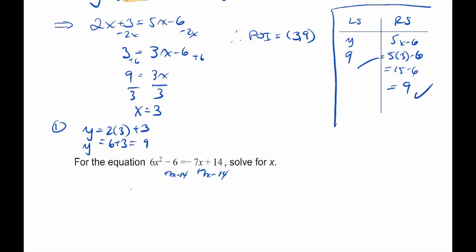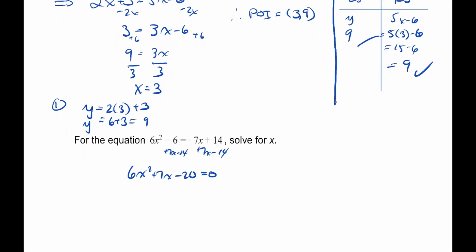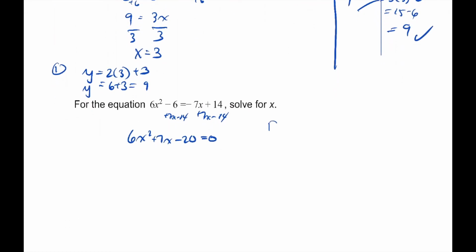So on the left side, I'm going to get 6x squared plus 7x. And negative 14 minus 6 is going to be a minus 20. Then I'm going to attempt to factor this. So let's do product sum integers. So the product is 6 times negative 20, which is negative 120. And then the sum is going to be 7.